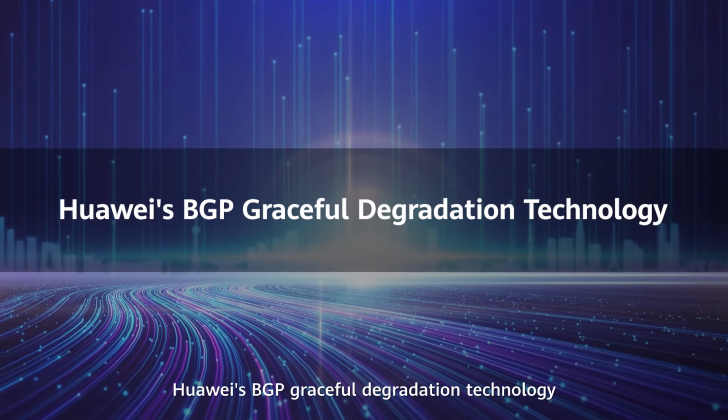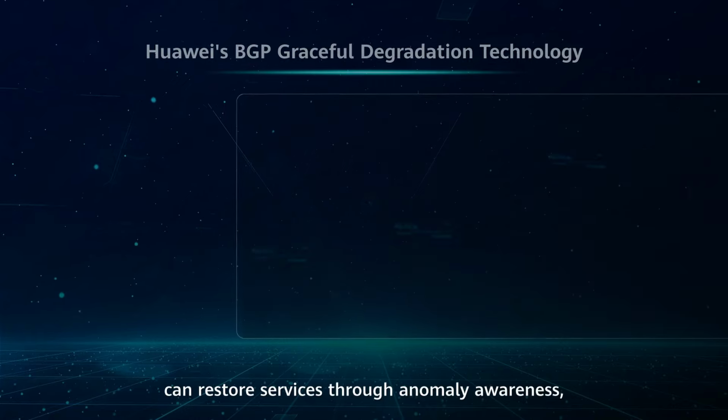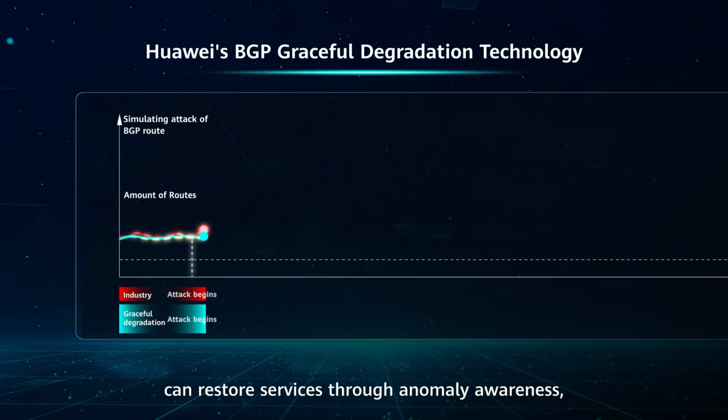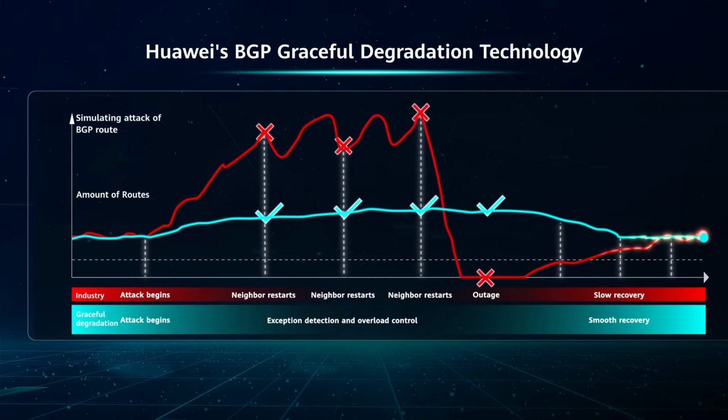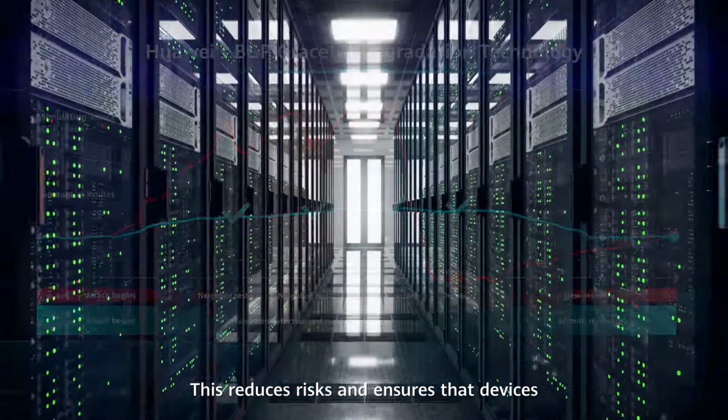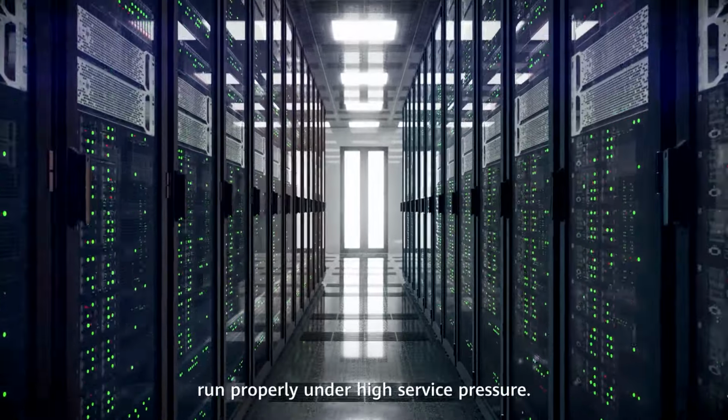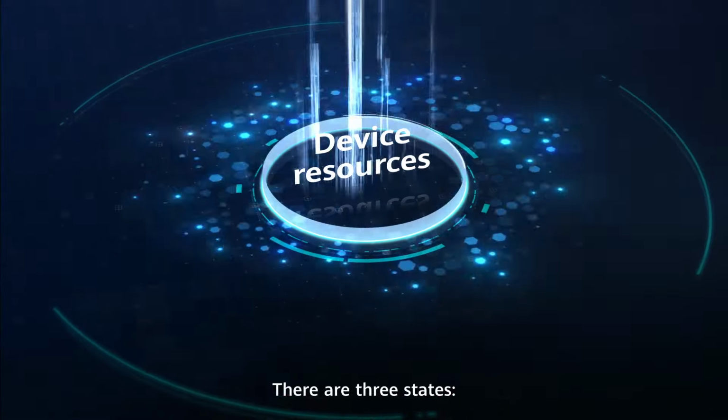Huawei's BGP Graceful Degradation technology can restore services through anomaly awareness, overload control, and service smoothing. This reduces risks and ensures that devices run properly under high service pressure. There are 3 states.